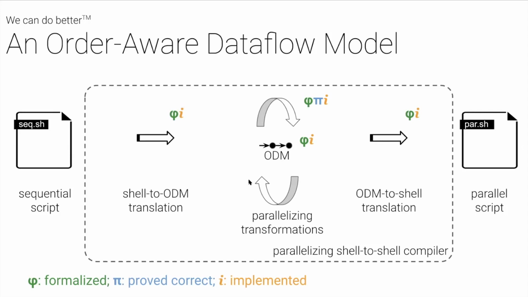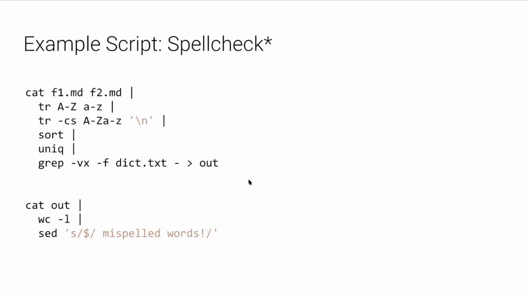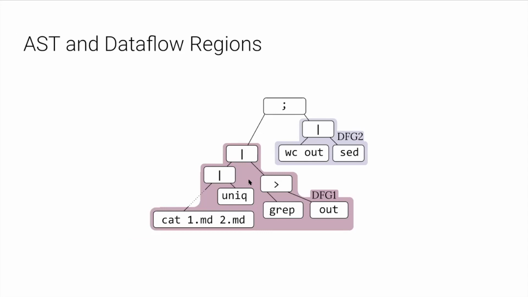To get an idea of our compiler, we will apply it to the spell check script. Note that in this talk, we care more about the intuition and insights behind the contributions, but full details can always be found in the paper. The first thing that the compiler does is to convert the script to an abstract syntax tree and then identify data flow regions. Data flow regions, in pink and purple over here, are script fragments comprised only of some command composition constructs that may allow parallel execution depending on the commands used in these regions, but not other composition constructs that operate as sync barriers. For example, data flow regions can contain the pipe character, but cannot contain the semicolon character, which denotes sequential composition.